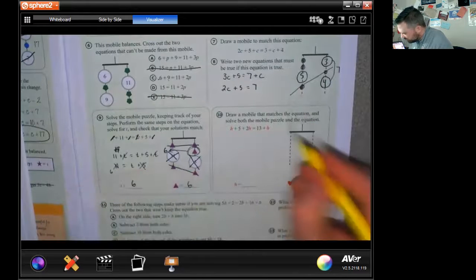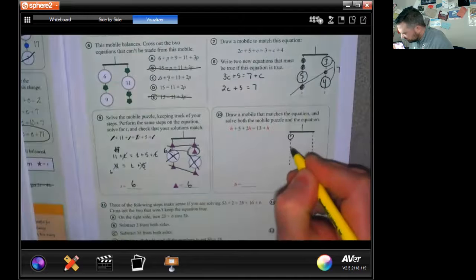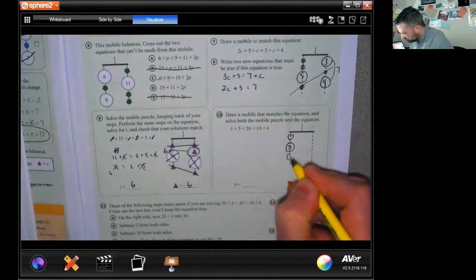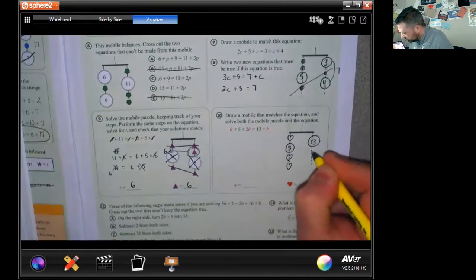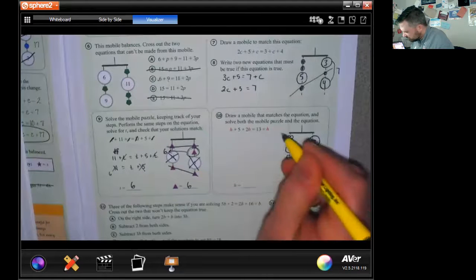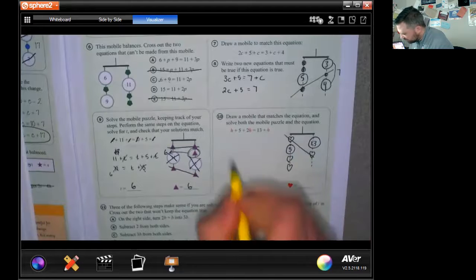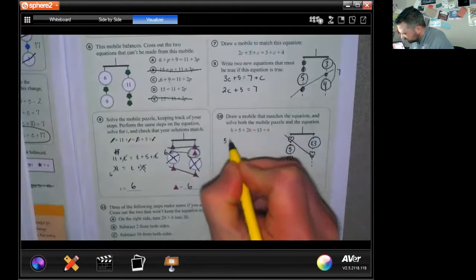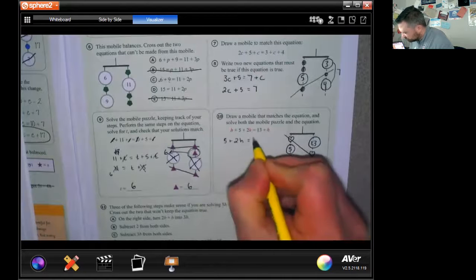Draw a mobile that matches the equation and solve both the mobile puzzle and the equation. Okay, so I have a heart, 5, and then 2 hearts, 13, and a heart. Okay, so the first thing I'm going to do is mark out this heart. Okay, so I have 5 plus 2h equals 13.